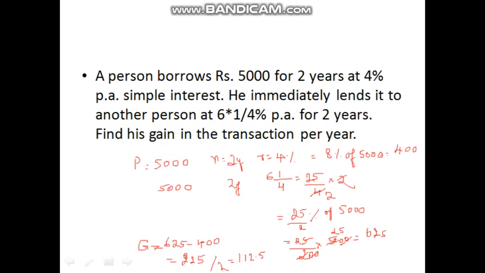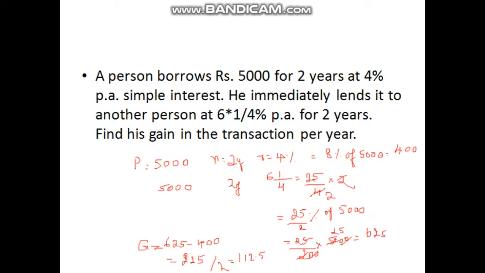A person borrows rupees 5,000 for 2 years at 4 percentage per annum simple interest. He immediately lends it to another person at 1 by 4 percentage per annum for 2 years. Find his gain in the transaction per year. So, this is also a random pick. First understand the concept. Principal is 5,000 rupees, number of years is equal to 2 years, and R percentage is equal to 4 percentage. Find the simple interest.